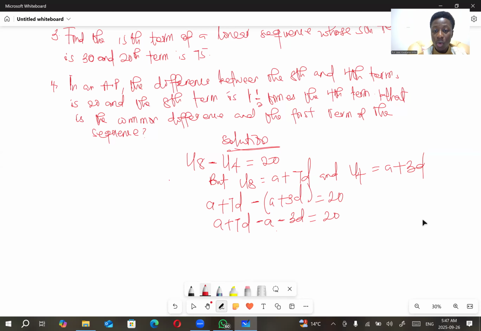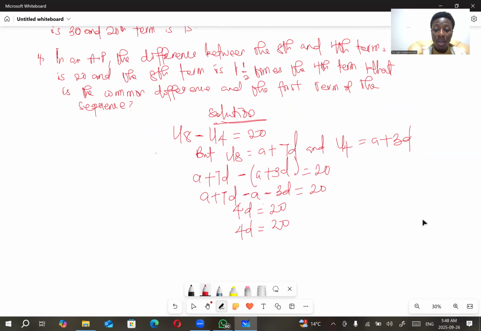A minus A is 0, right? 7D minus 3D is what? 4D. So that'll be 4D equals what? You see, I've not even come to the second line, but it looks like we are making headway. 4D equals 20. Already, you've gotten D. We've not even come to the second phase of the question, but we have D, right? D is equal to 5. So what was hard about the question?